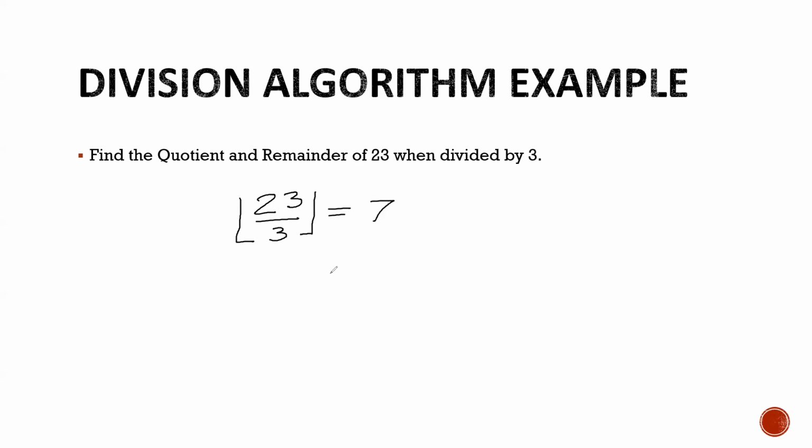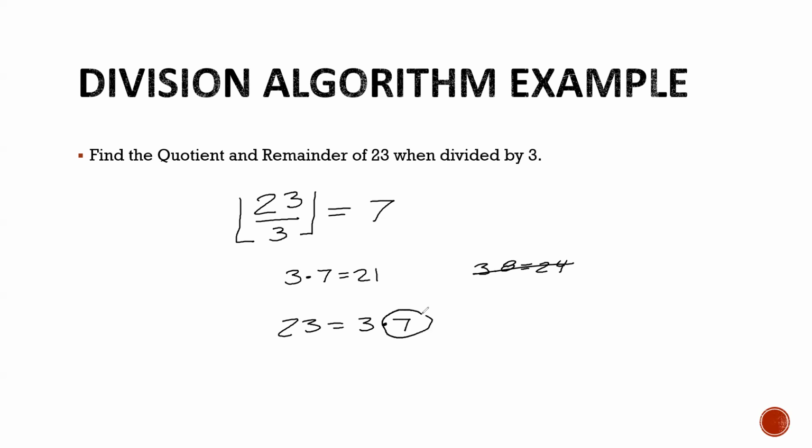And that would be 7, because 3 times 7 equals 21. Obviously, if I go with the next one, 3 times 8, that would be 24. That's too big. I've got to get rid of it. Well, that means that 23 equals 3 times 7 plus some amount.